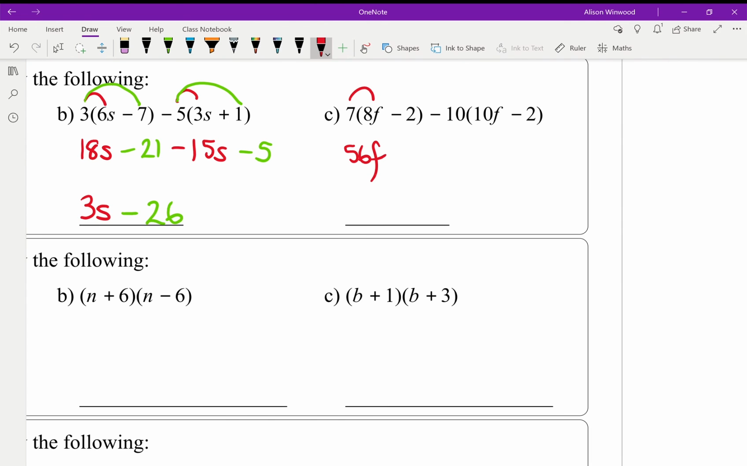56f subtract 14, negative 100f, negative times negative is positive 20. Put the f's together, negative 44f, put the numbers together, and we get positive 6.